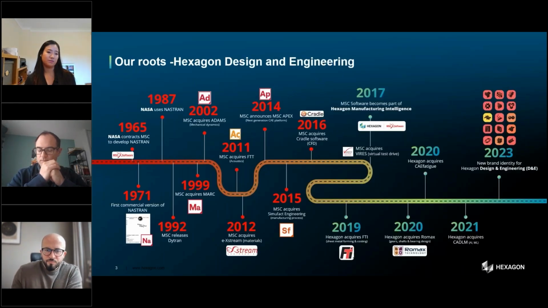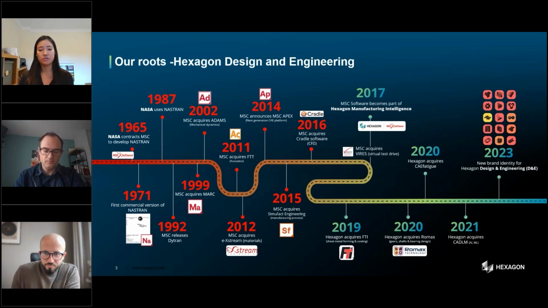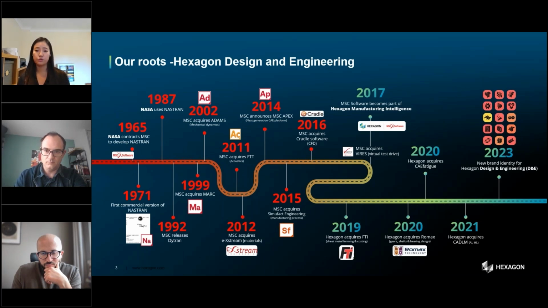So what are our roots and where did we come from? Our roots are very much in computational engineering and in particular structural simulation. We can almost say it is in our DNA. Our journey first began in 1965 when NASA contracted MSC to develop MSC Nastran. The first commercial version was released in 1971, and in 1999, Marc, the first commercial nonlinear finite element software, joined us. There will be more on this later, and I'm not going to steal JD's thunder.